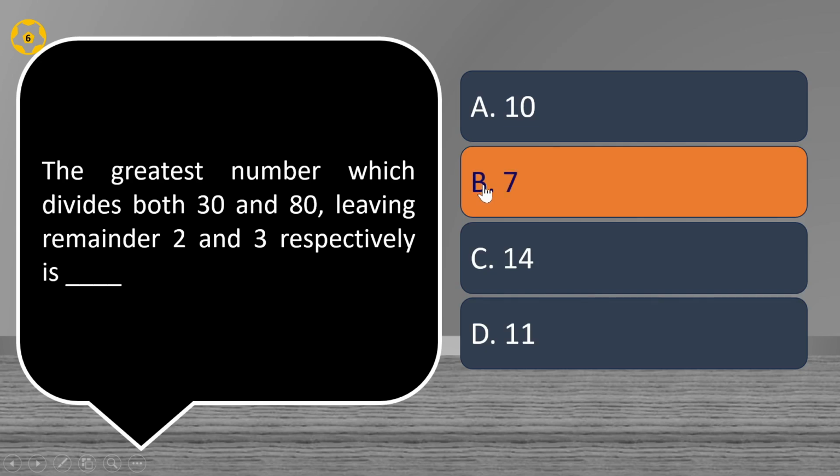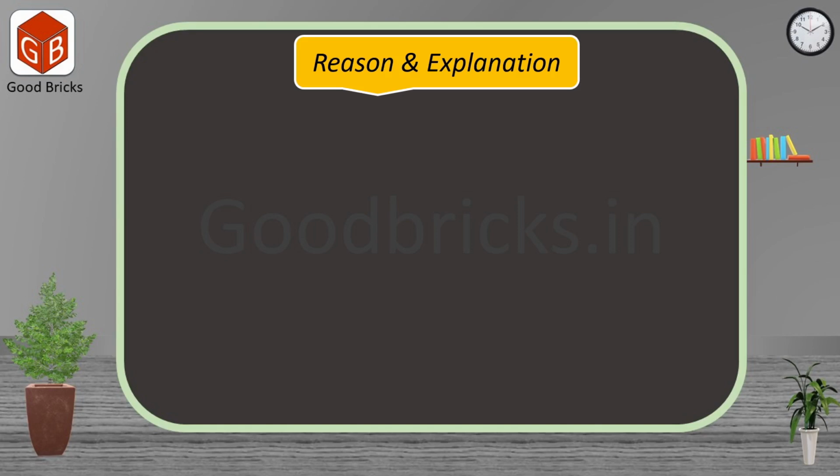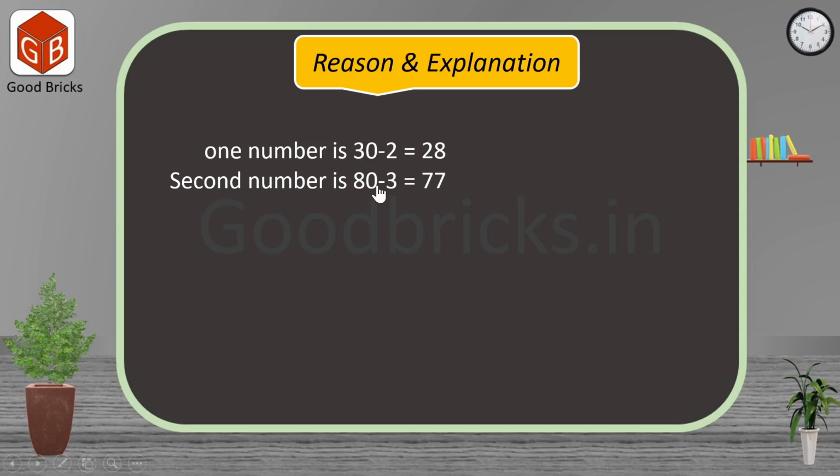option B, and the answer is 7. Now let us discuss why this option B is correct. In the question they said that when you divide 30 by the greatest number, it leaves 2 as a remainder. It means 30 minus 2, which is nothing but 28, can be perfectly divided by that number. Next, when you divide 80 by that number, it leaves 3 as remainder. It means 77 can be divided by that number.